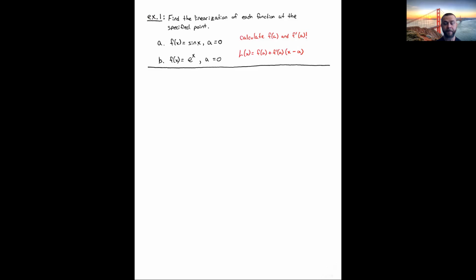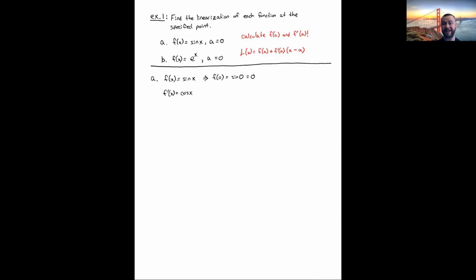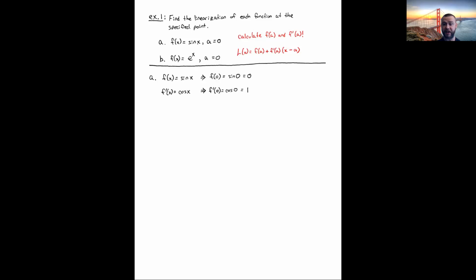All right, welcome back. Let's go through part A. The first thing is, let's just do the non-calculus part. Given the function, let's plug in our a value, 0. If we plug 0 into sine, sine of 0 is 0. The next thing we need is the derivative. So if our function is sine of x, the derivative is cosine of x. We're going to again plug 0 into the derivative, and cosine of 0 is 1.